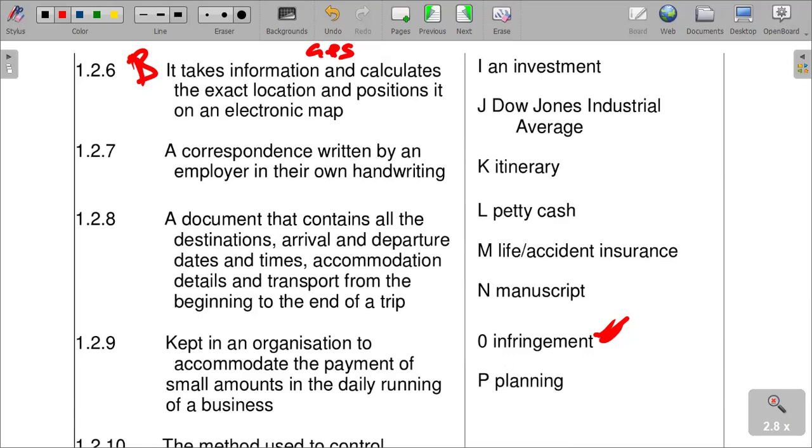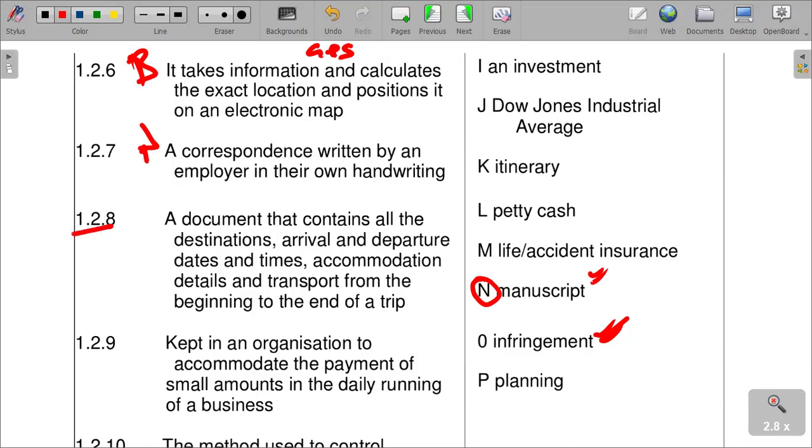A correspondence written by an employer in their own handwriting. An employer writes correspondence in his or her own writing, it is called a manuscript. Number 7 is N. A manuscript identifies correspondence written by an employer in their own handwriting.